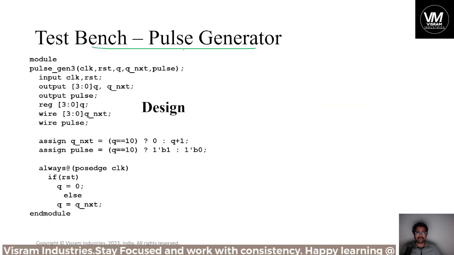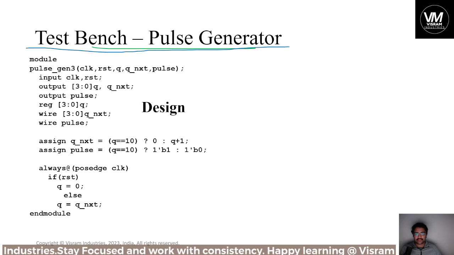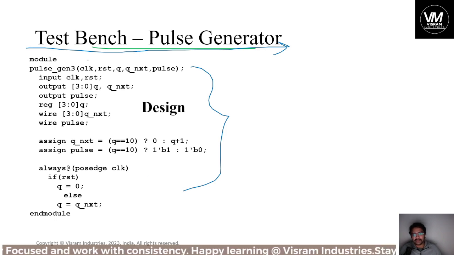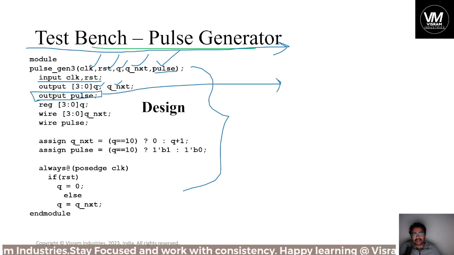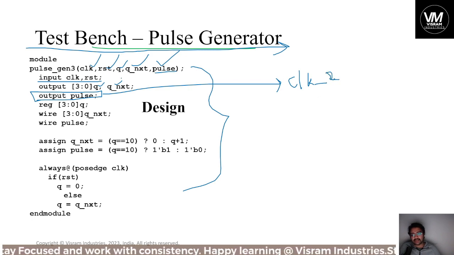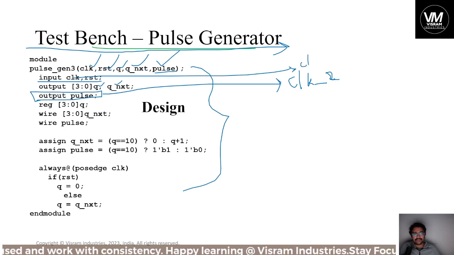Now let us go to the pulse generator. For the pulse generator, you can see the design will be the same, and you have the inputs clock, reset, Q, Q next, and pulse. This pulse is to represent the output. For example, inputs are clock and reset. Based on this, you are deriving the outputs Q and Q next, just for reference, and overall the pulse. And this pulse can be our new clock, and this is our old clock.